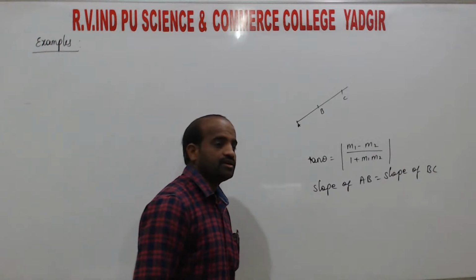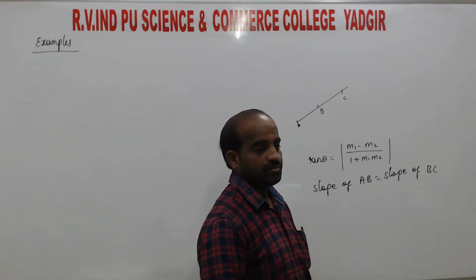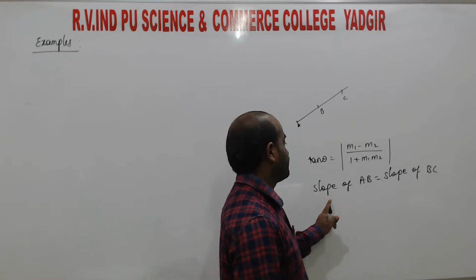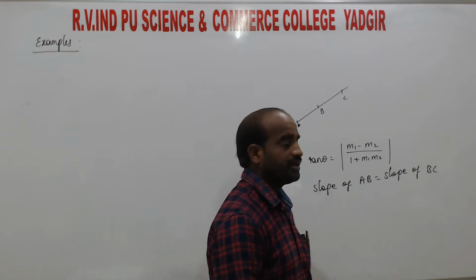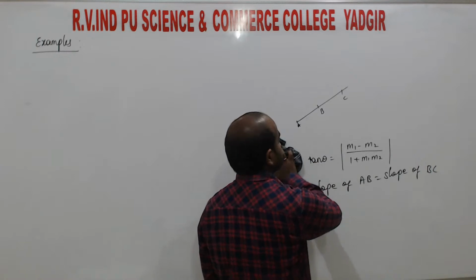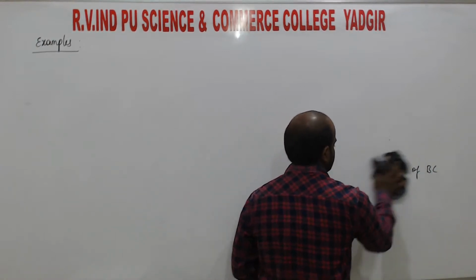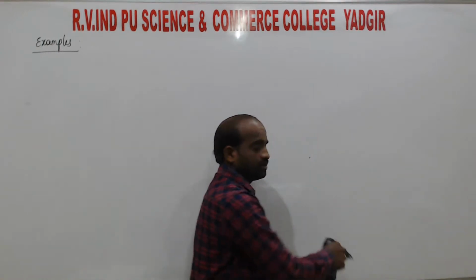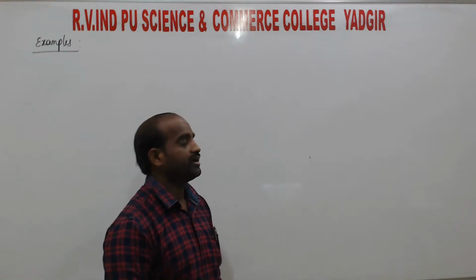Now 3 points are given. Show that A, B, C are collinear using the concept of slope of a line. Now you have to find out the slope of AB and the slope of BC, and then equate them. Then slope of AB equal to slope of BC means what? 3 points are collinear.